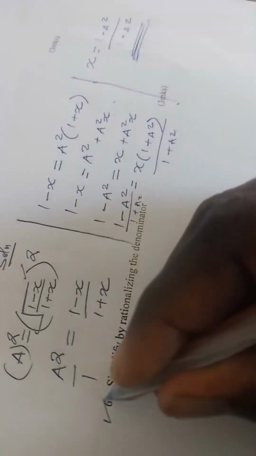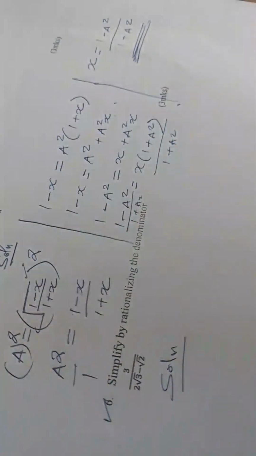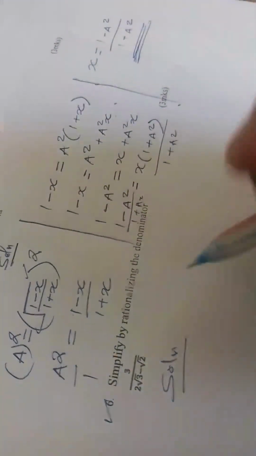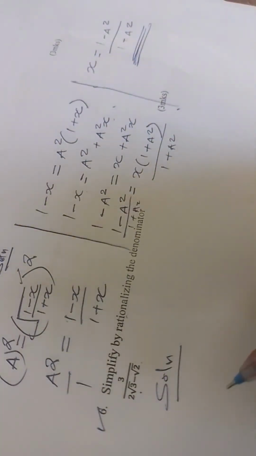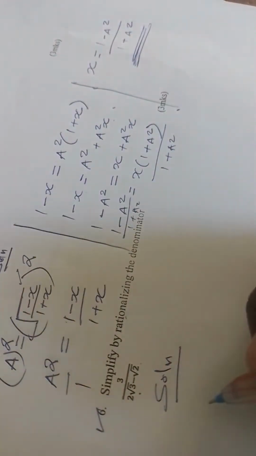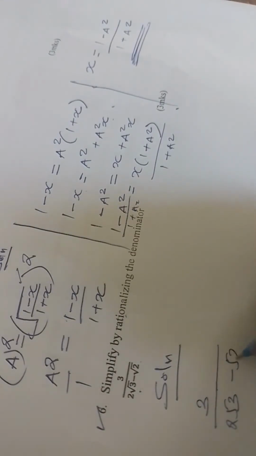Question number 6. Simplify by rationalizing the denominator. The meaning of rationalizing the denominator is that we are supposed to remove the root sign in the denominator. And how are we supposed to go about it so that we remove the root sign? So this one is 3 over 2 root 3, then minus root 2.